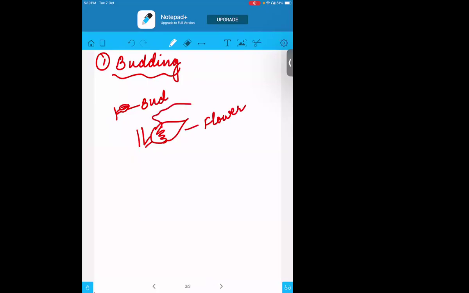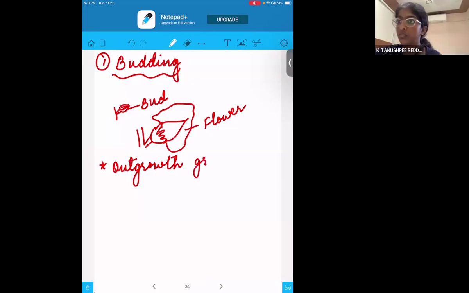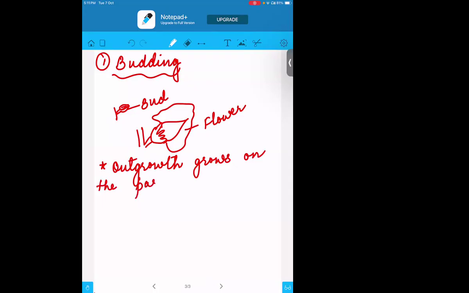Now, what happened here? The budding or the bud means a kind of outgrowth. Outgrowth means a small structure which comes out of the body of the plant. So it's the outgrowth that grows on the parent's body. Whosoever the parent is, on their body there will be a small outgrowth.